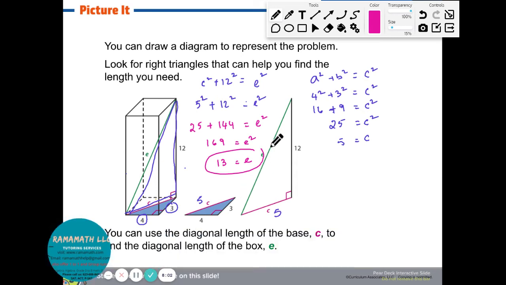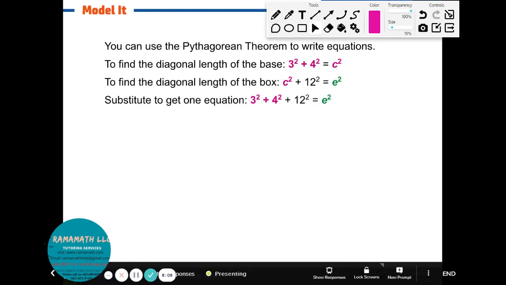Okay, go ahead and copy this one or write it down or finish this one. Then we'll move on to the next. This is another model for the Pythagorean theorem.